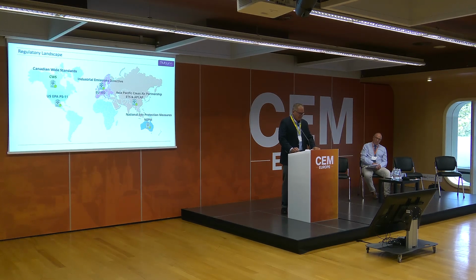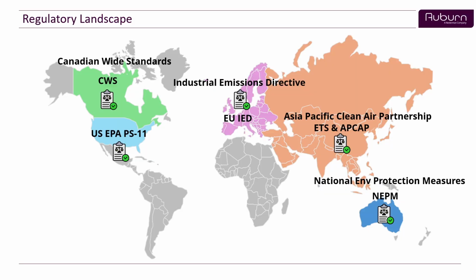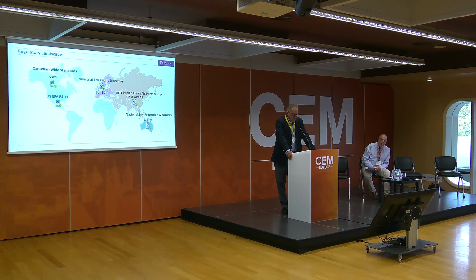The regulatory landscape is all over the map. In the US, EPA PS11 is dominant, as Bob mentioned. Canadian-wide standards, the Industrial Emission Directive in the EU that you are more familiar with than I am, the Asia-Pacific Clean Air Partnership, and in Australia, National Environmental Protection Measures. So there are different regulations for different regions of the world.